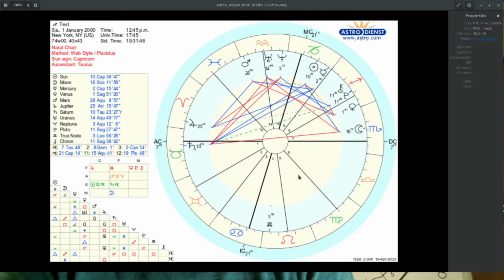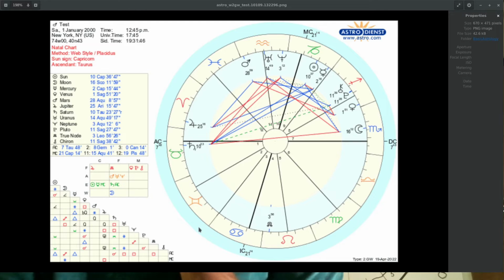Now, with the aspects, you can go down to this chart over here and remember the symbols I showed. We have Sun conjuncting Mercury, Sun trining Saturn, Sun trining the ascendant. We have Moon opposing Saturn, Moon squaring Uranus, Moon opposing ascendant.